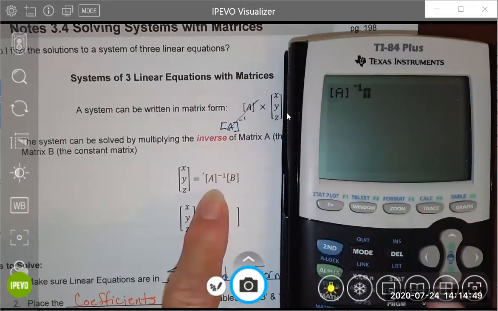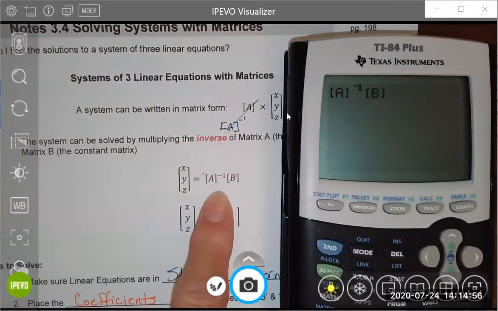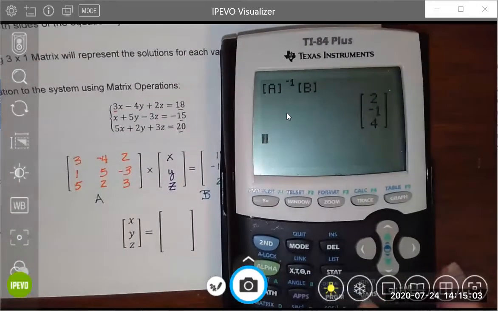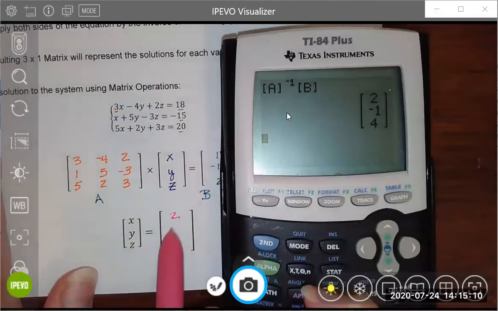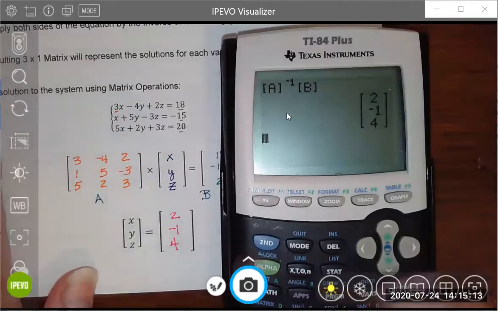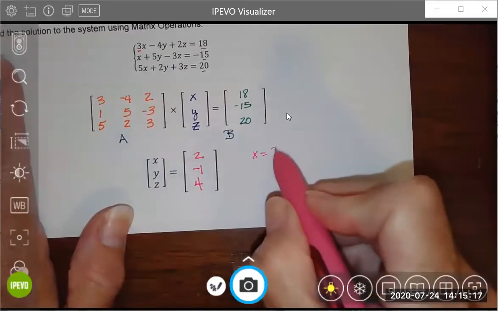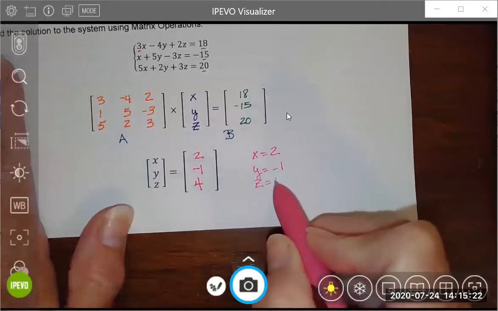You can use a multiplication sign, but you do not have to. But what you see in this window should mimic this formula right here. And then when I hit enter, it solves the system of equations for me. I'm going to put my resulting answers into my answer matrix, 2, -1, 4. And what that's telling me, folks, is that x equals 2, y equals -1, and z equals 4.